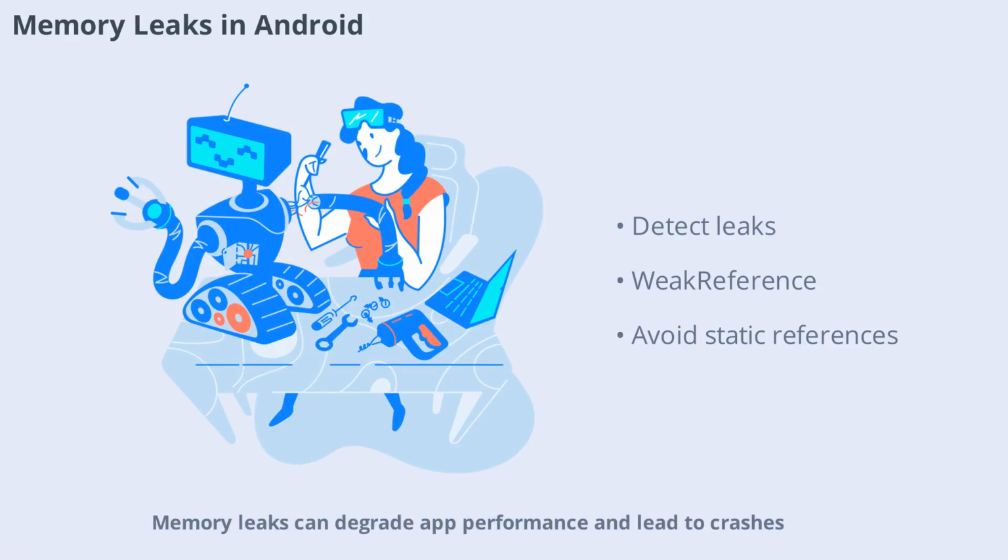Memory leaks can degrade app performance and lead to crashes. Interviewers may ask how to detect and prevent leaks, such as using weak references or avoiding static references to activities. Demonstrating your knowledge of memory management shows your attention to app quality.